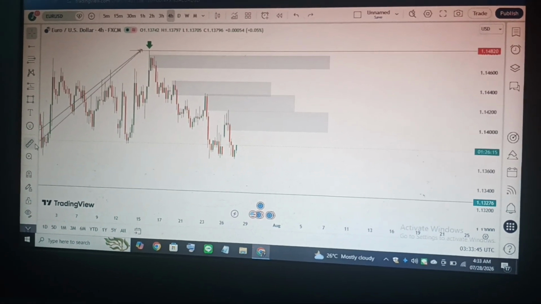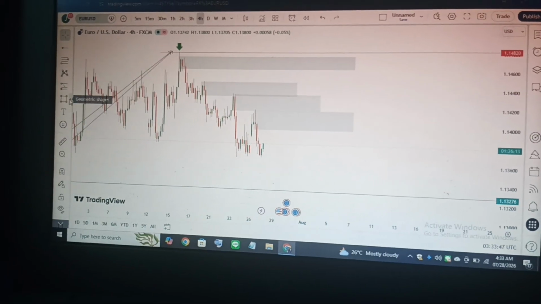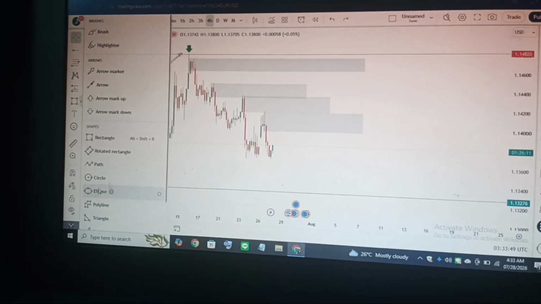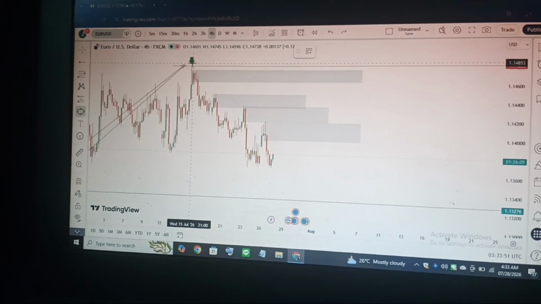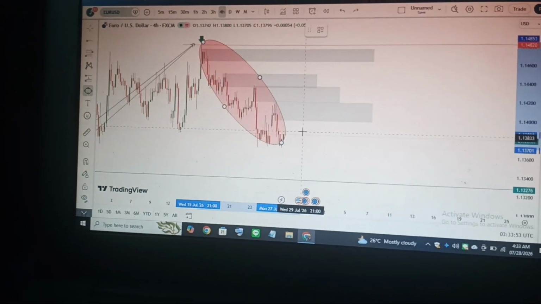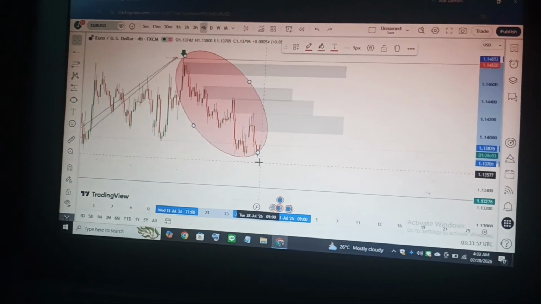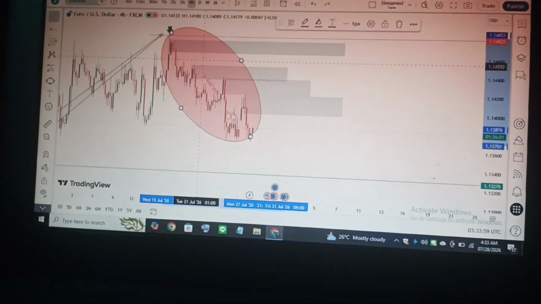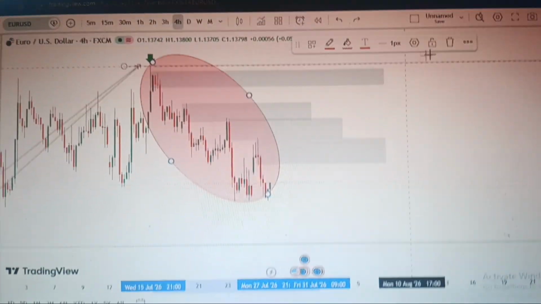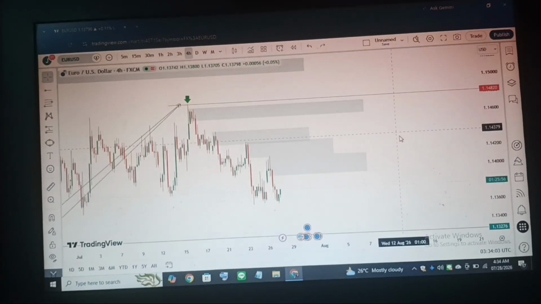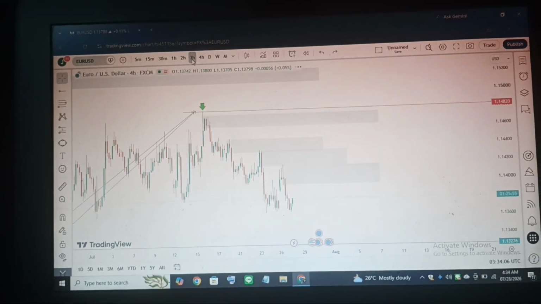Hold on. This will be our major focus. This leg will be our major focus. What we'll be looking for is an opportunity to take a continuation to the downside. But before we can take entry, we need to clearly pinpoint our level of supply. So from here, let's scale down to the lower time frame at least.